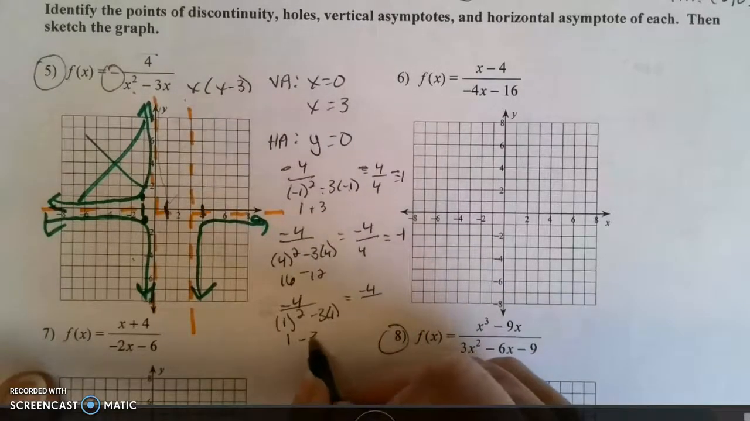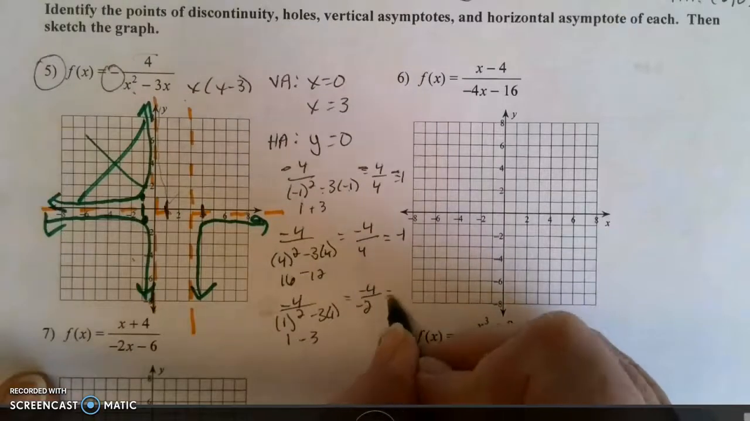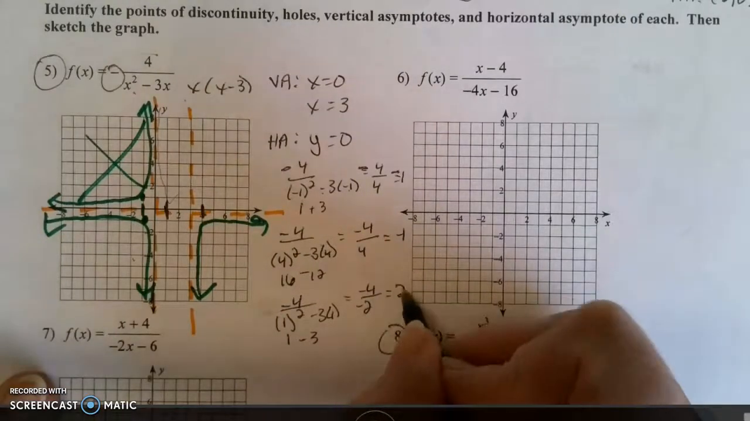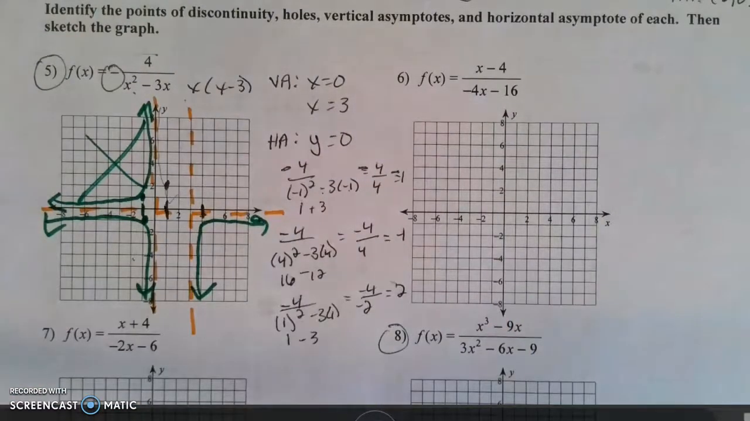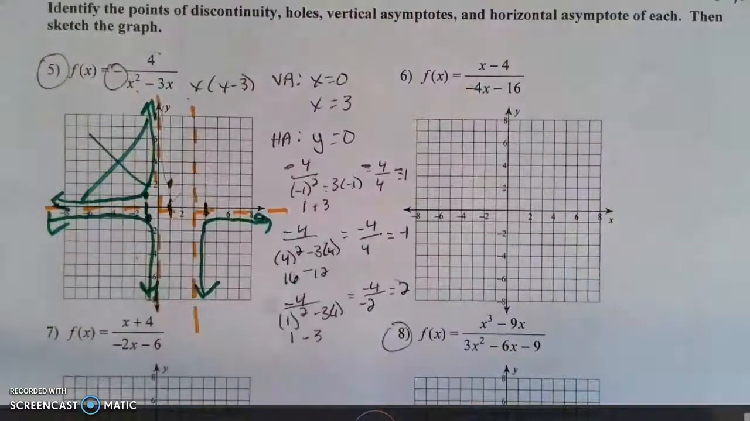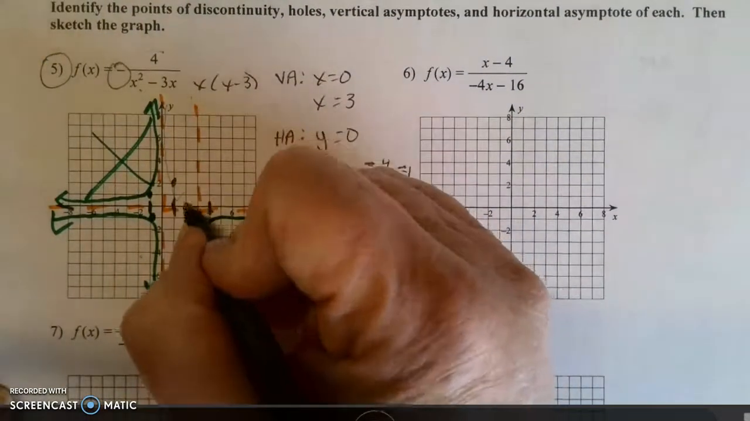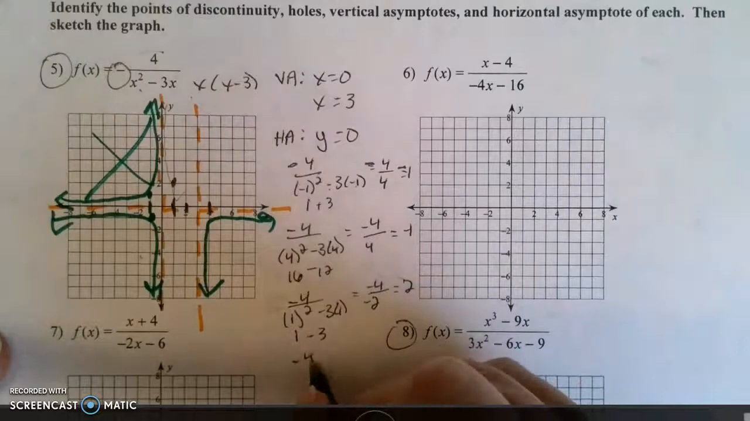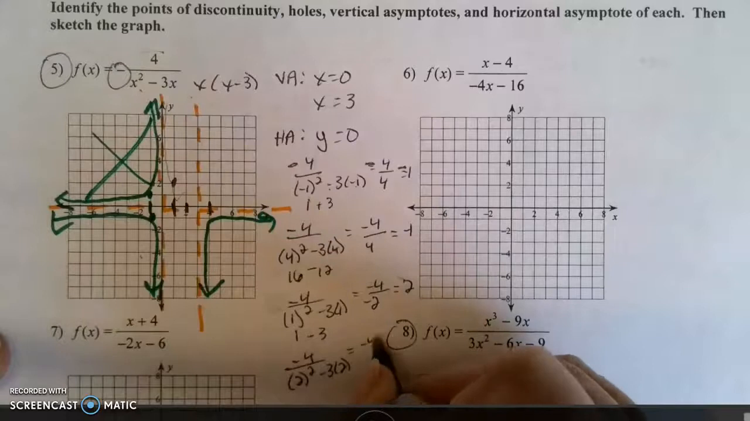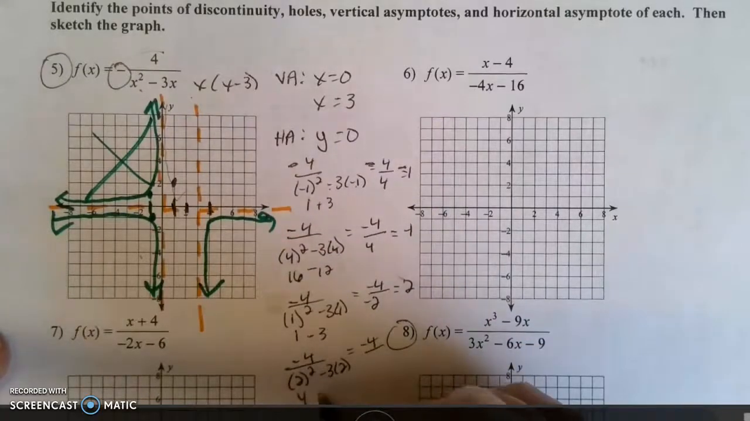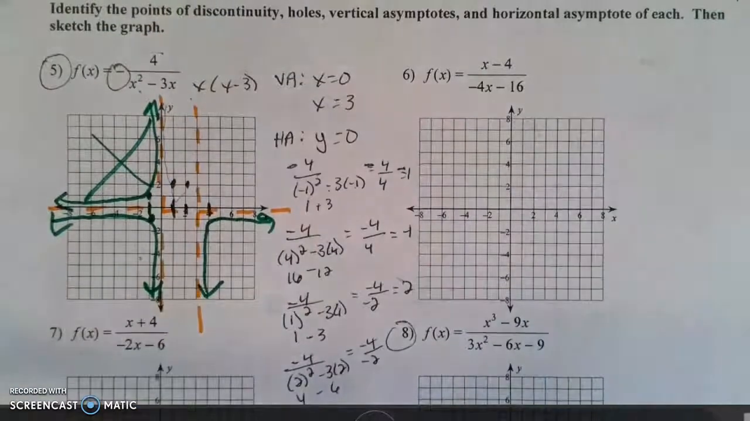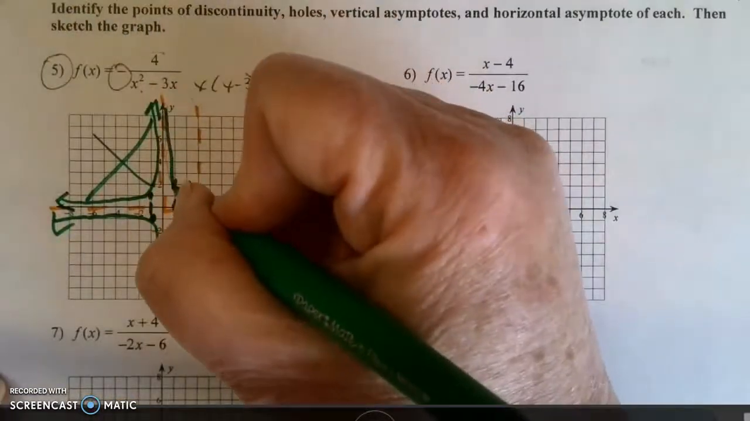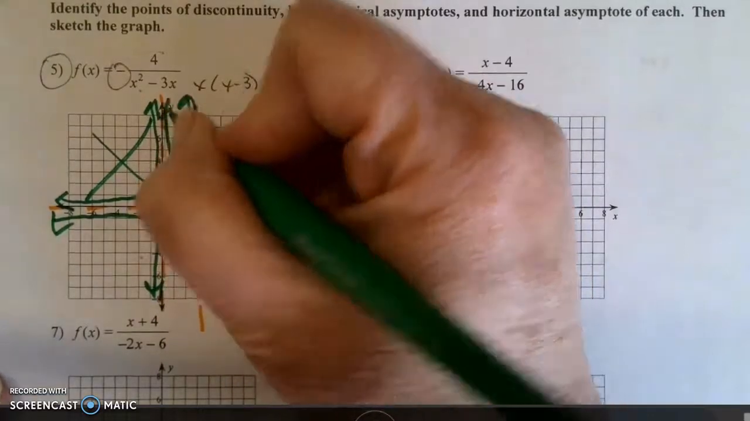(1 minus 3). -4 divided by -2 is a positive 2. And now I'm going to pick 2 and see what happens. (4 minus 6) gives me a -2. Again, I get 2. So I have a parabola up here.